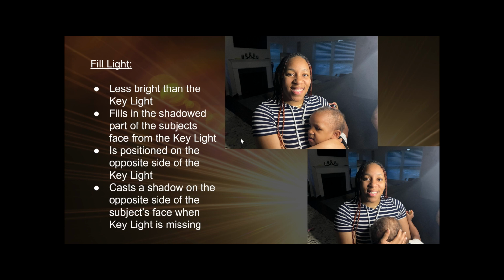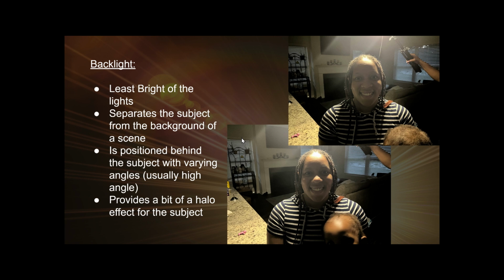And then finally, the third type of light we have is a backlight. The backlight is usually the least bright of all the lights, and it is trying to separate the subject from the background of a scene, okay? Give some dimension. So we have the dimension on the face from the fill light and the key light, and now I want to separate our subject in the foreground from whatever is in the background. And it is positioned, of course, in the back of the subject.